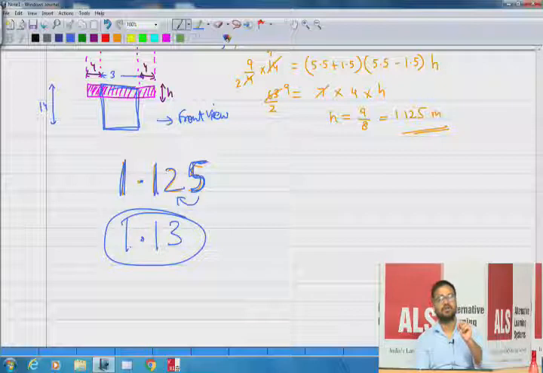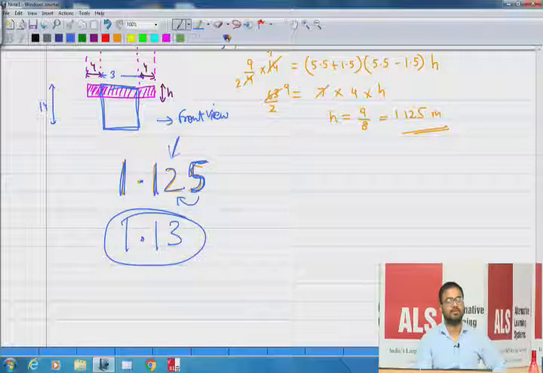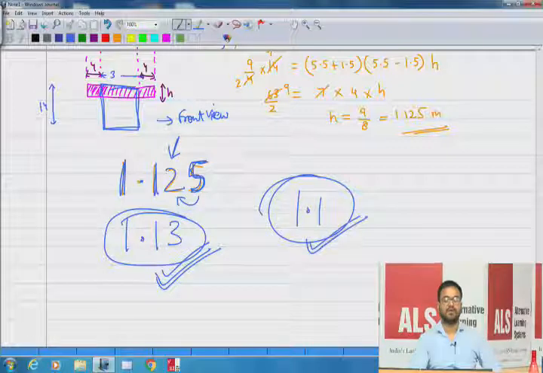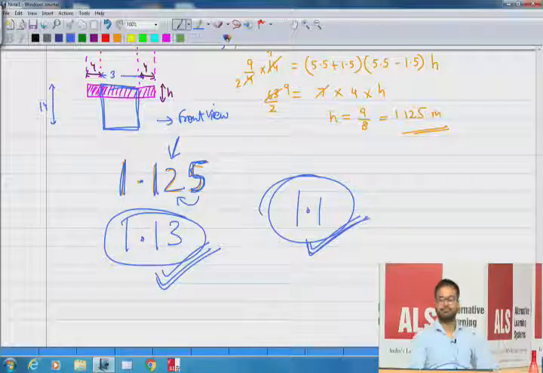If I ask you to approximate it to 1 decimal place, then you will see what is on the second decimal place. Second decimal place is 2. It is less than 5, so we will not change anything. We will just drop this 2, so we will write only 1.1. So up to 2 decimal places, 1.13 is the correct answer, not 1.3, and up to a single decimal place, 1.1 is the correct answer. Getting it? The concept of rounding off.